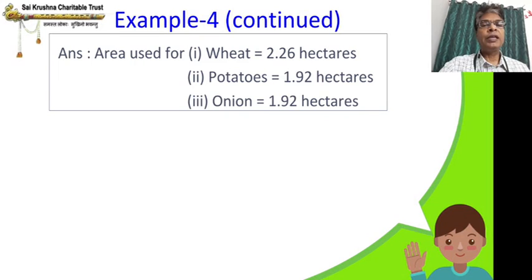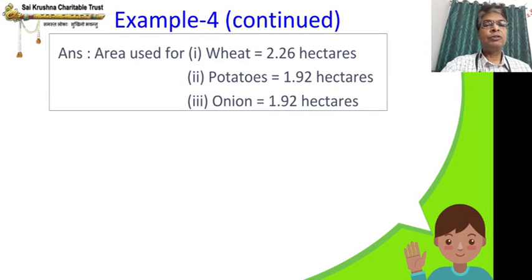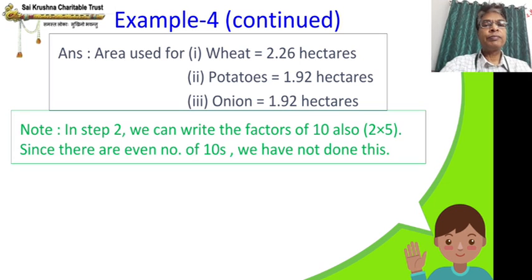So therefore the area used for wheat is so much, potato so much, onion so much. The steps we have already seen in the last 2 pages. In step 2 we can write the factors of 10 also. Just for your information, I am writing it in every place I am showing, so that in case you have confusion you can see why it is like this. You should not get confused why I have not taken factors for 10.